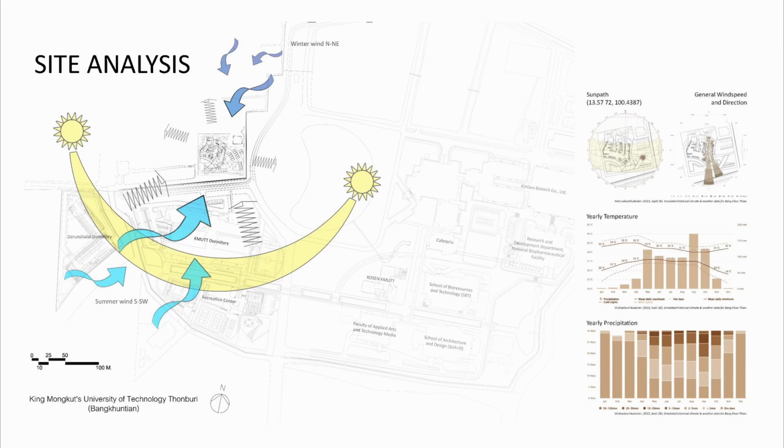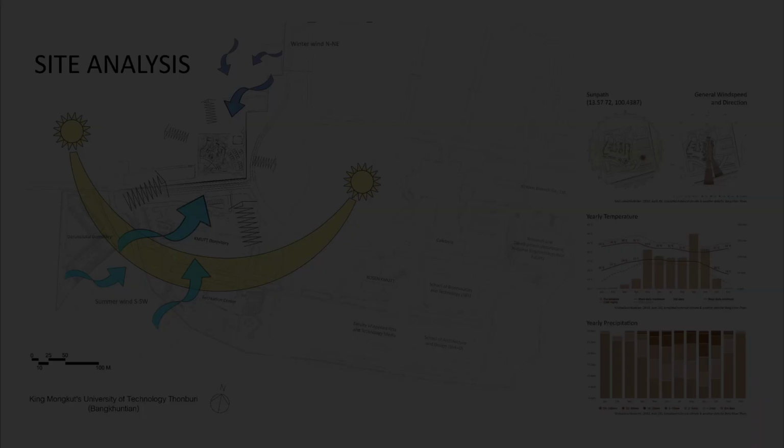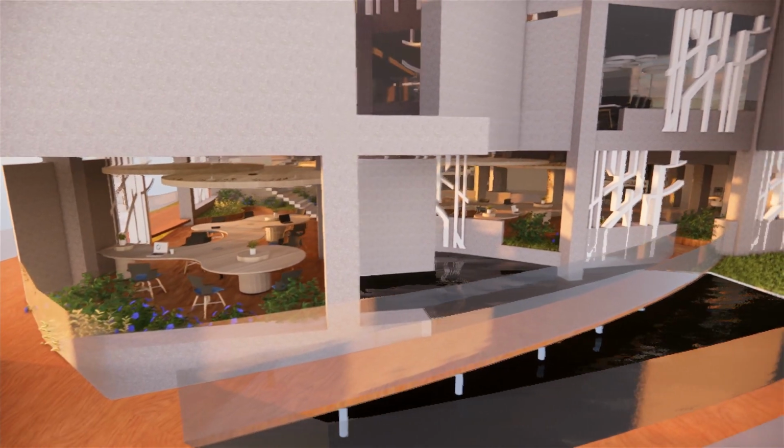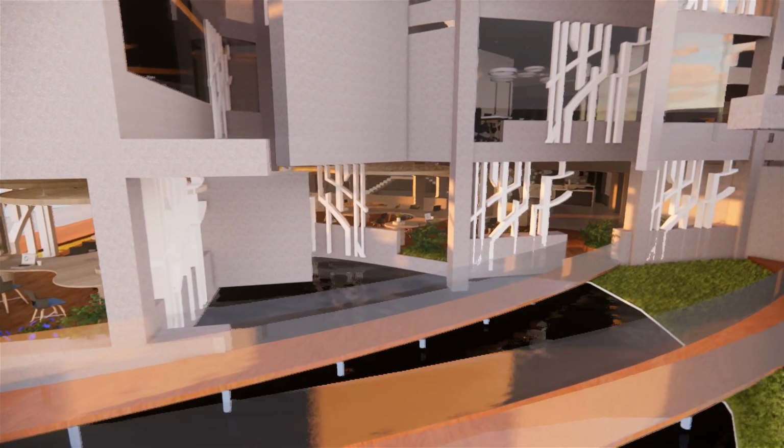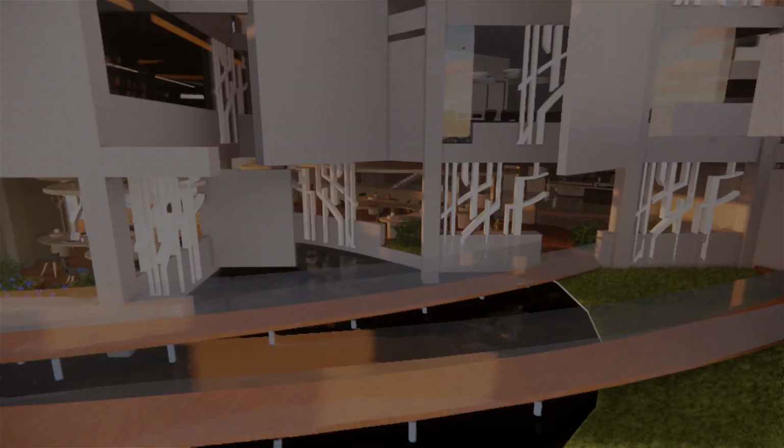At this location, we noticed that the wind comes from south to southwest in the summer and north to northeast in the winter. The summer wind is generally stronger than the winter wind, so we designed a pond at the southwest of the building to introduce cooler and fresher air into the residence zone.